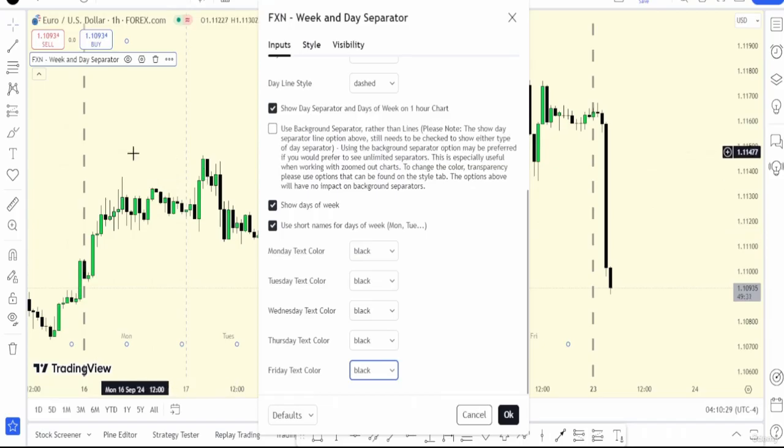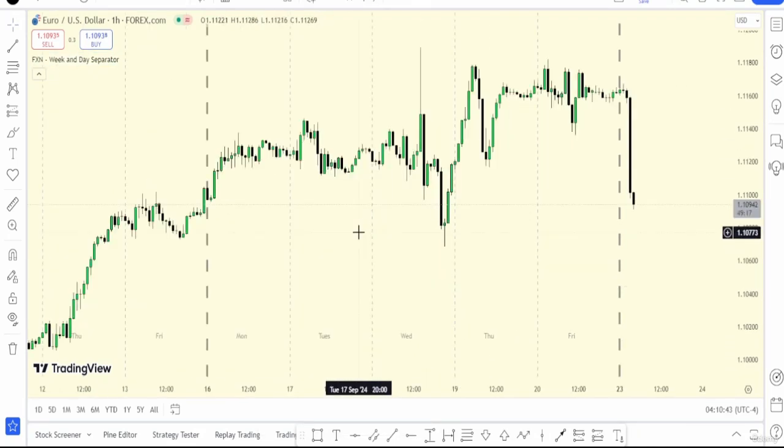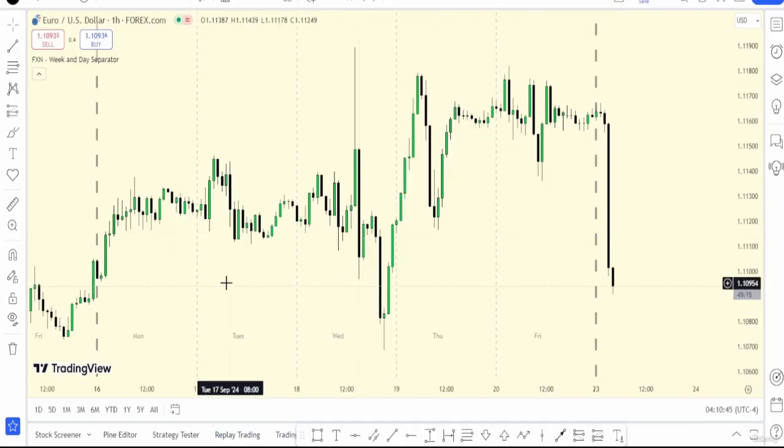You can see that on our chart, the lines or the separators are starting to become visible. The days are visible also. So you click on OK. And yeah, this is how it will look in the end of the adjusting.